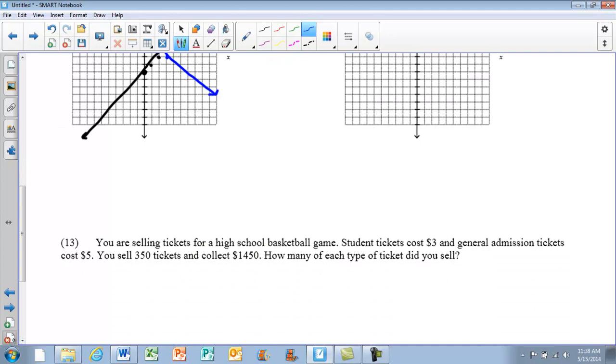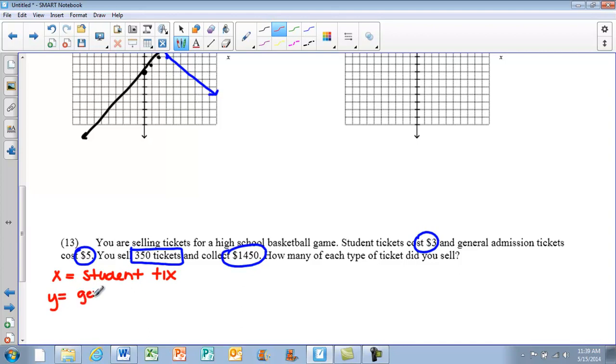So it says that you are selling tickets for a high school basketball game. Student tickets cost $3 and general admission costs $5. We sell a total of 350 tickets and collect $1,450. How many of each type of ticket did we sell? So first thing we need to do is identify our variables. So X is going to be my student tickets. And Y is going to be my general admission.